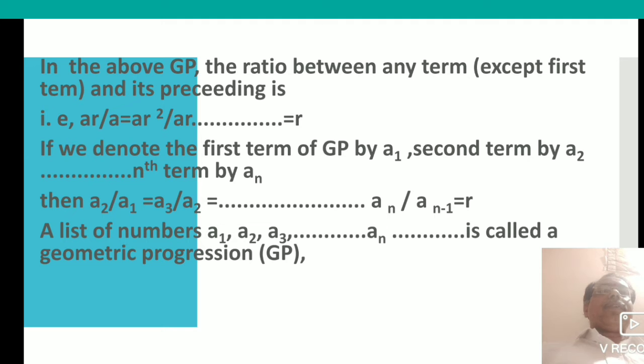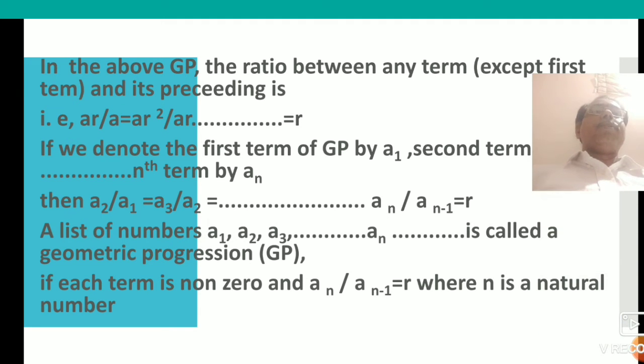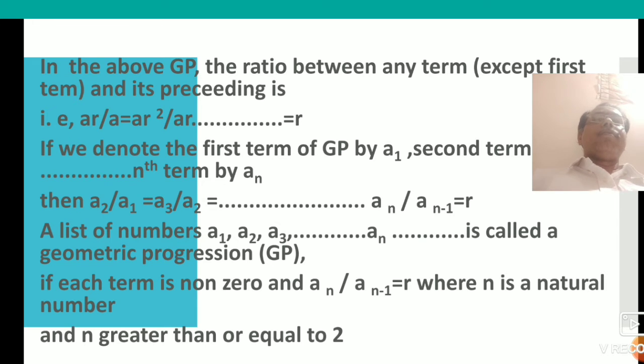The next. If each term is non-zero and an by an minus 1 is equal to r, where n is a natural number and n is greater than or equal to 2. Simply generalize that common ratio formula. Simply you can write it as an by an minus 1 is equal to r, where n is a natural number and n is greater than or equal to 2.